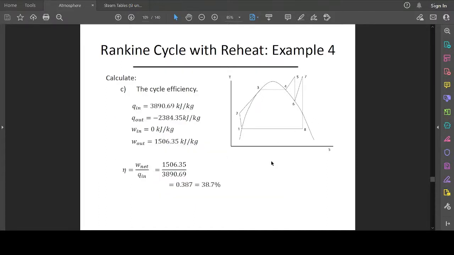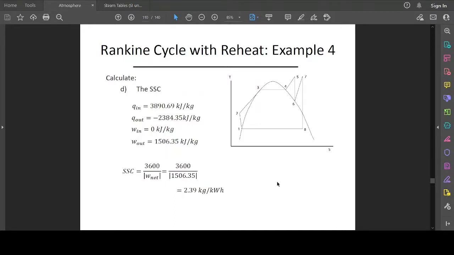So the cycle efficiency now. We know the formula for the cycle efficiency, which is the net work divided by the total heat in. We know the net work done by the system, and in this case, we were asked to neglect the work done by the pump. Because of that, the total net work is equal to the work output from the turbines. That is divided by the total heat added between these two stages, and that gives us 38.7%.